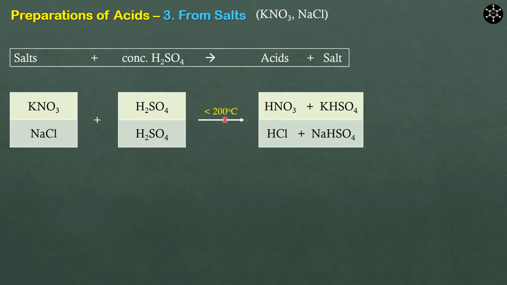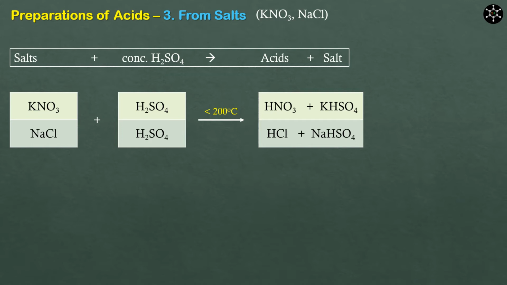For this reaction, temperature has to be strictly maintained below 200 degrees Celsius. If we maintain it above 200 degrees Celsius, the reaction will produce another type of salt. To write these products, we just have to exchange the positive and negative ions of these two reactants.